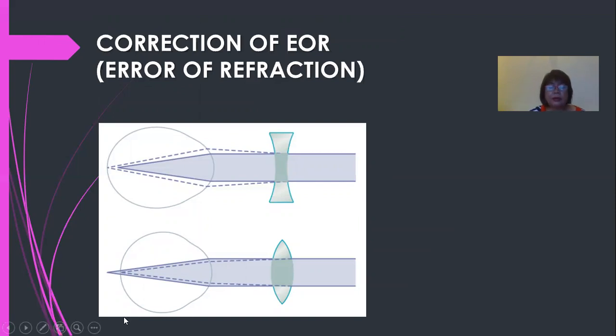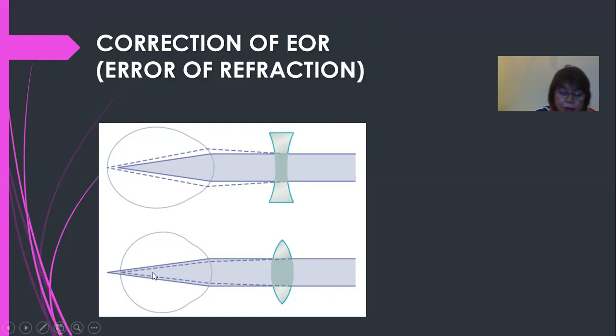So how do we correct errors of refraction, or EOR? If you have a very long eyeball and the object falls way in front of the retina, so it's out of focus, you use concave lenses to diverge the light rays first, and then it focuses on the retina after diverging it first. Diverge, diverge, and then converge at the retina.